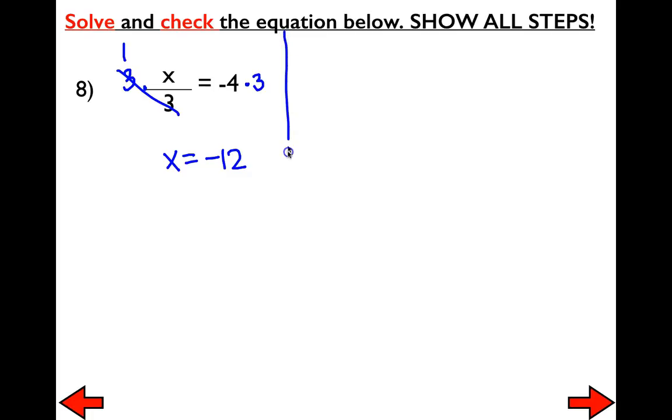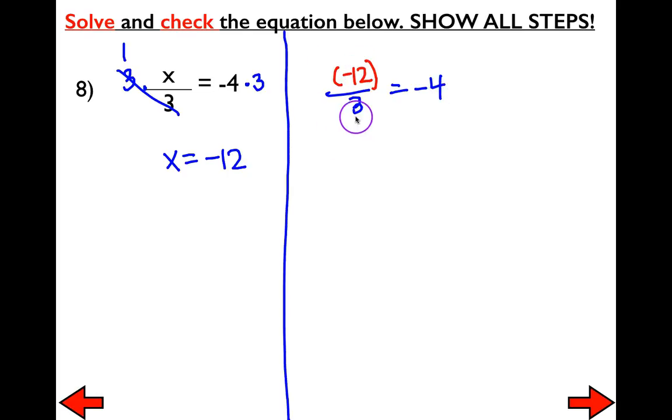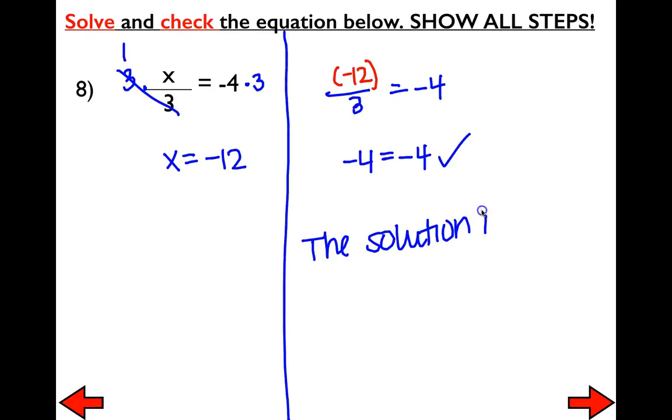But again, before I state whether or not this is really my solution, I'm going to check my work. Instead of x, I'm going to go ahead and plug in negative 12 divided by 3 equals negative 4. Well, negative 12 divided by 3 is negative 4. Does negative 4 equal negative 4? Correct. So here, the solution is x equals negative 12. That is my answer. Okay, perfect.